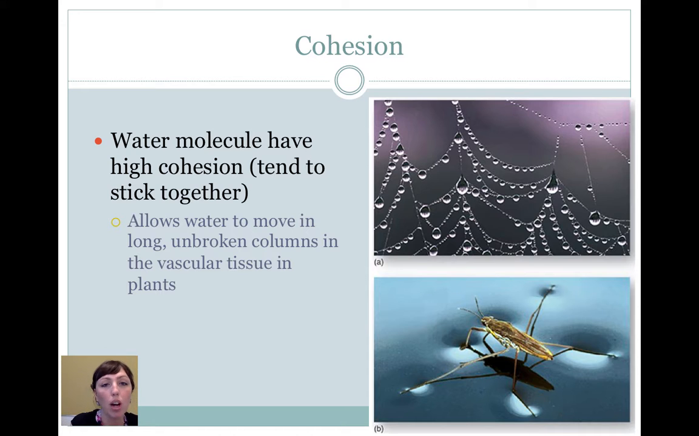Cohesion. So water molecules have high cohesion. They tend to stick together. Okay, so we talked about why we are sweating and how that's a cooling action for us. Now let's talk about how scientists design shirts to help us out.